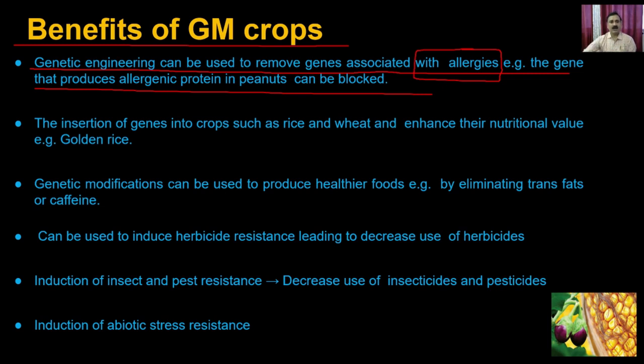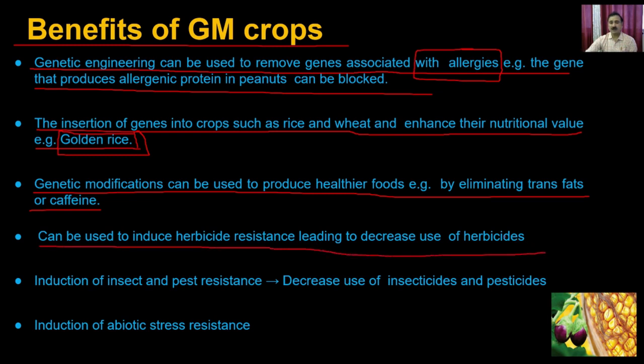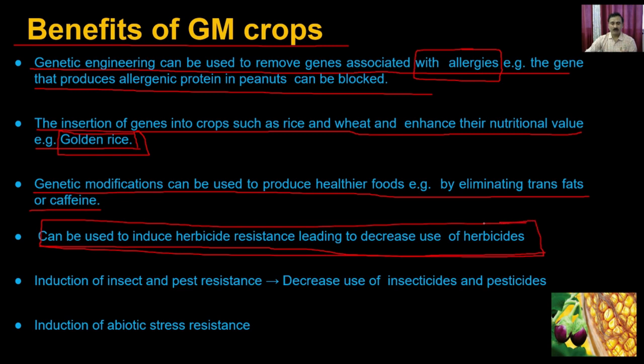proteins. Then you can have some genes in crops such as rice and wheat to enhance their nutritional value. For example, golden rice produces some vitamins and other kinds of nutrients. Genetic modification can also be used to produce a healthier product, for example, eliminating trans fat or caffeine. Then the GM crop can be used to induce herbicide resistance, leading to decreased use of herbicide. This is a beneficial aspect where you are cutting down on the use of herbicides, because herbicide is very carcinogenic.